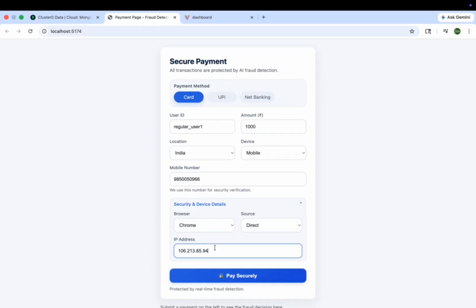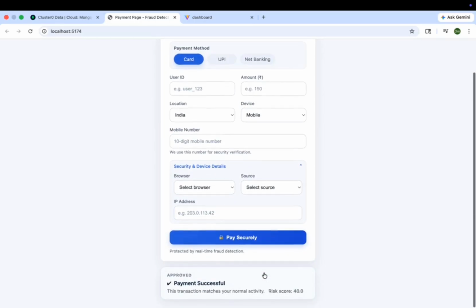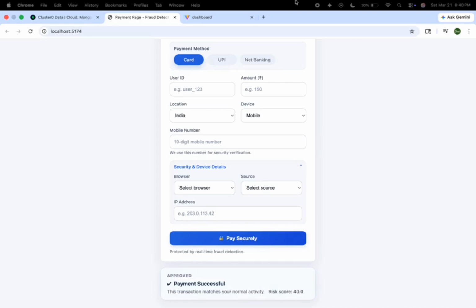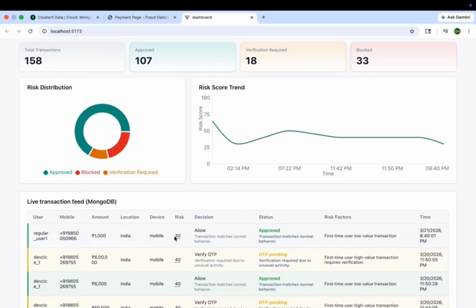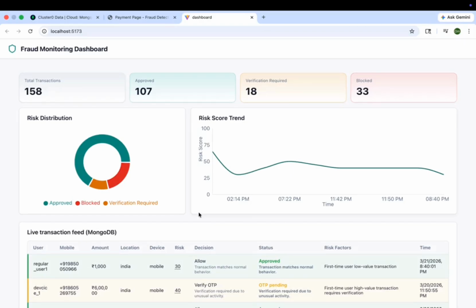The system analyzes user behavior and transaction patterns in real time. Since no unusual activity is detected, the risk score remains low. The dashboard displays the transaction detail and decision clearly, and the transaction is approved successfully, ensuring a smooth user experience.